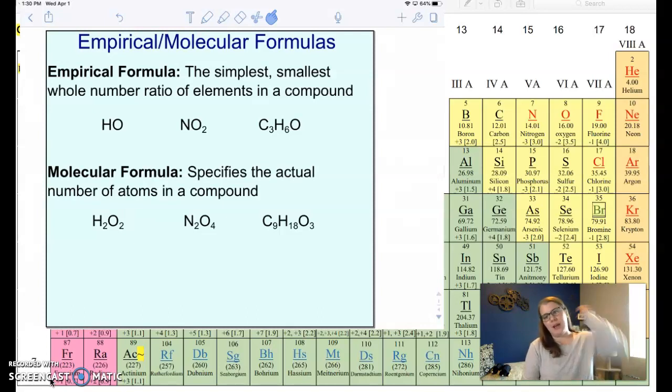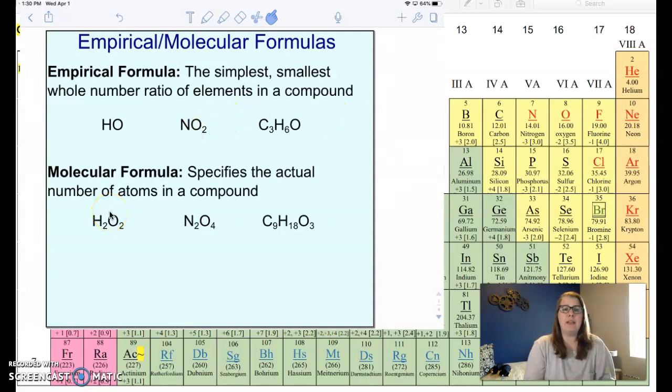So it's not necessarily how many are exactly connected and bonded to one another. It's more about the ratio of elements within the entire compound. So for example, in HO, it's a 1-to-1 ratio. There's one H to one O. NO2, there's one N to two O's, etc. So that's not necessarily communicating how many are actually bonded. It's communicating the ratio of the elements bonding.